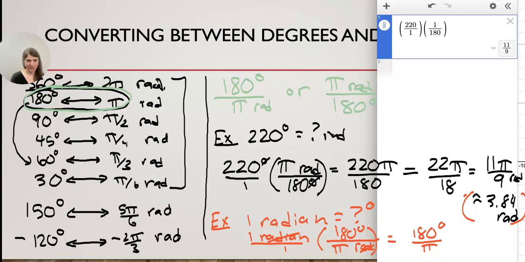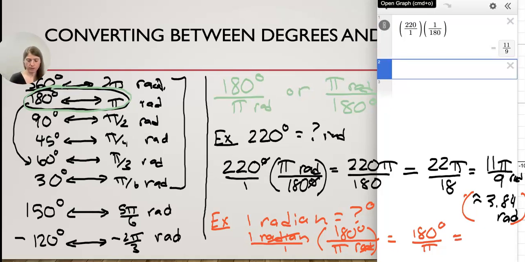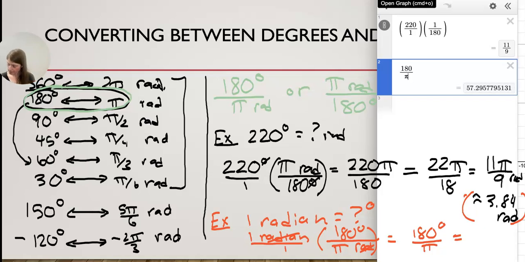Now, in this particular case, we typically don't leave our answers that have degrees with a pi in them. So I would just go ahead and type into Desmos 180 over pi, and that is giving me approximately 57.30 to 2 decimal places, degrees.